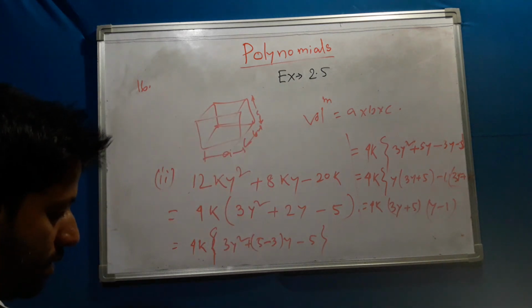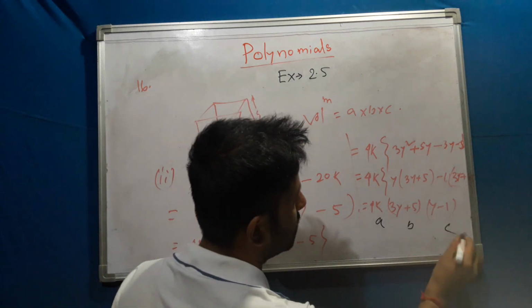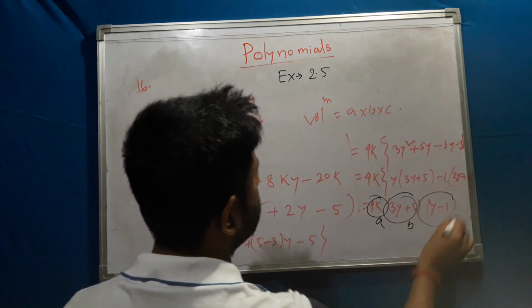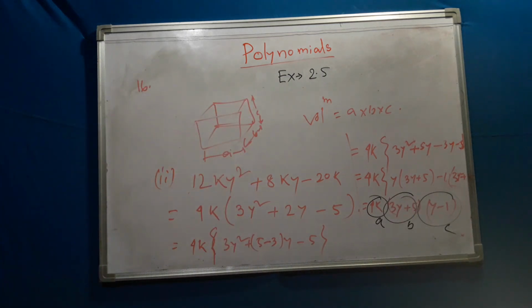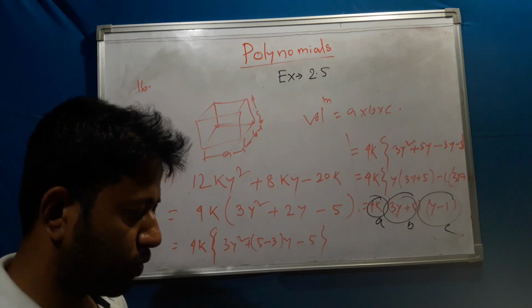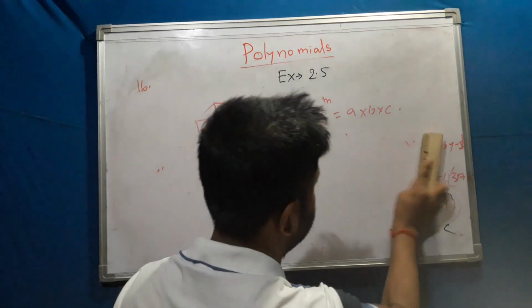So I can write this in the form of a, b, c. This is a, this is b, this is c. So these are the possible three sides of a cuboid. And the first question, I'll just give you a detailed idea for the first question.